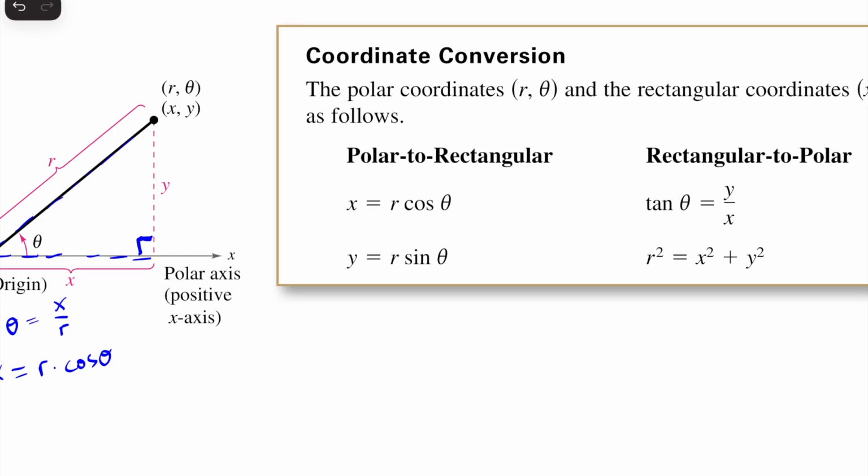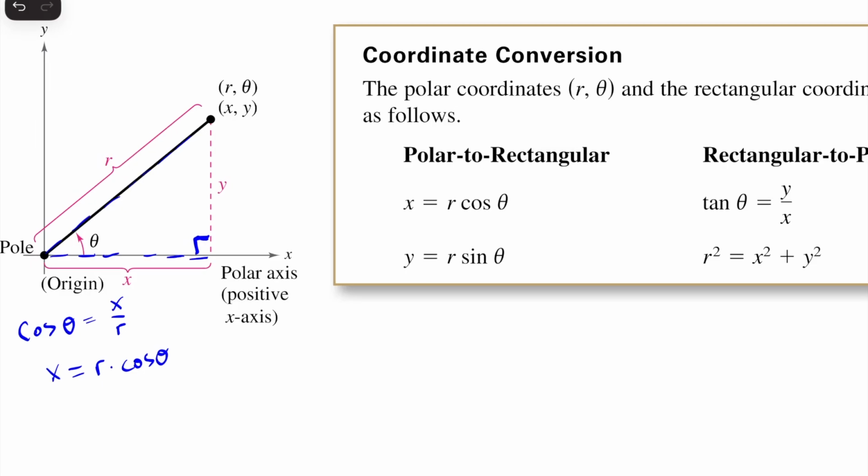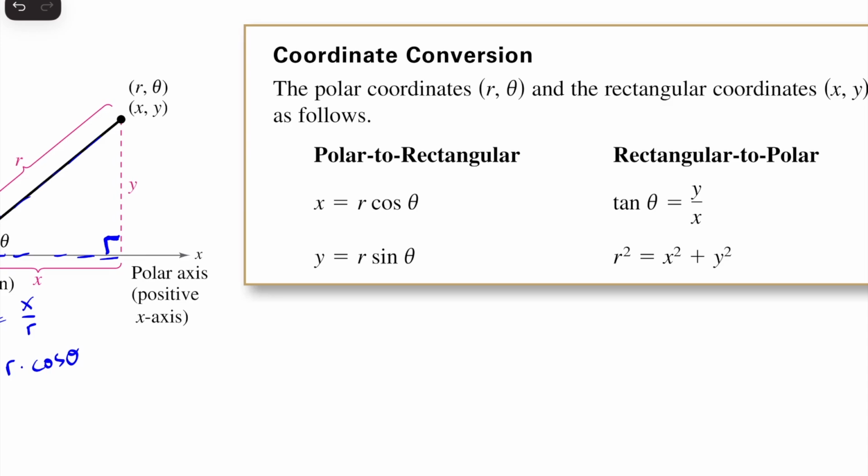So that's to get from polar to rectangular. To get from rectangular to polar, we can note that tangent theta is y over x, opposite over adjacent. And then I can use my calculator to do arctan to solve for theta. And finally, to solve for r, we have this right triangle, so we just use the Pythagorean theorem to relate r, x, and y, such that r squared is x squared plus y squared.